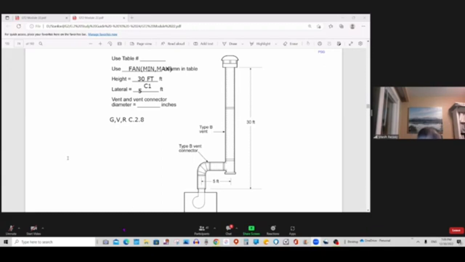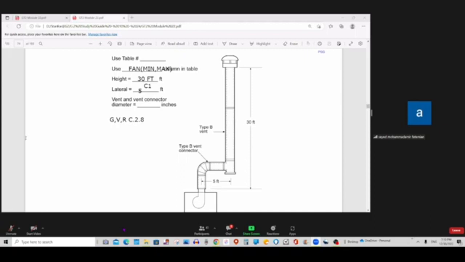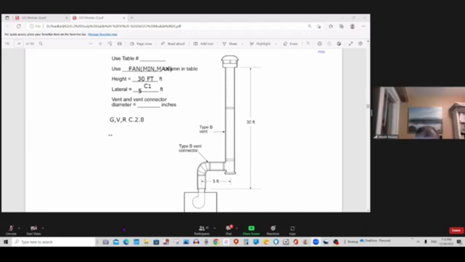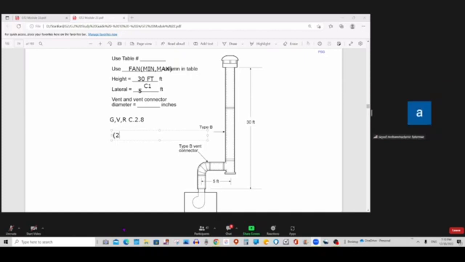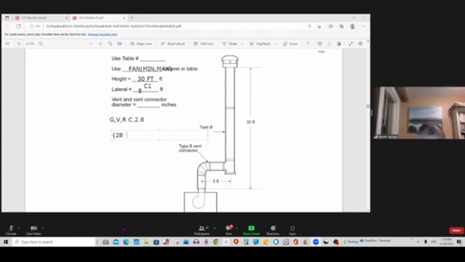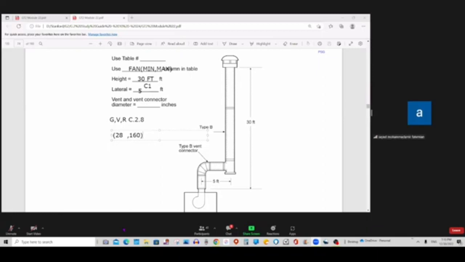in this here, with the 90 and 45, what do you get? Minimum is 28 and maximum is 160. And 4 inches, sir, diameter.